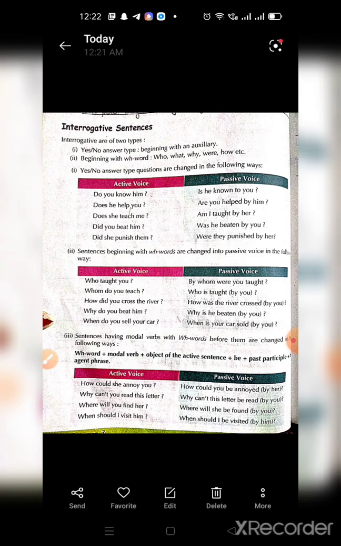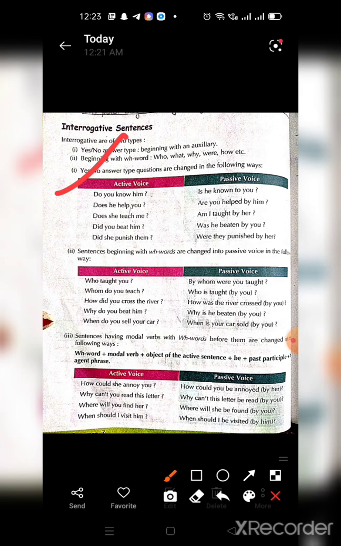Okay, so see the first example: do you know him? In this case, let's see how to do it. In place of do or does, we will write is, am, or are according to our need. So here the object is, do you know him? So, you know him. Let us first see this part.